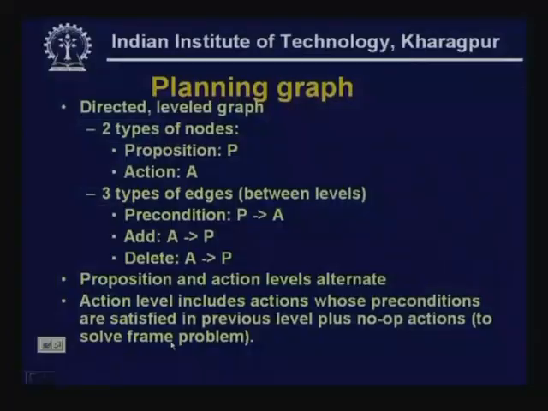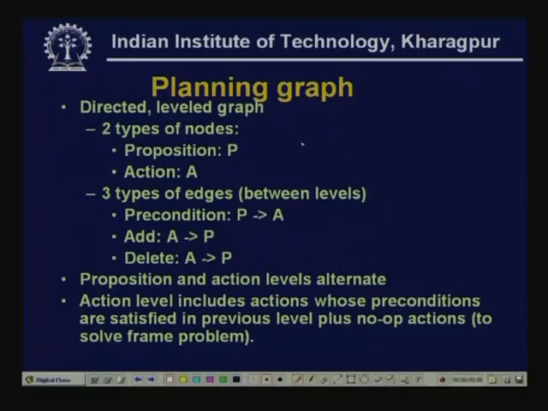Now, the planning graph that we will consider will be a directed graph. It will have several levels, and in this graph we will have two types of nodes, proposition nodes and action nodes. In fact, in the graph we will have several levels. The level with the proposition nodes will alternate with a level with the action nodes. And we will also have three types of edges between levels.